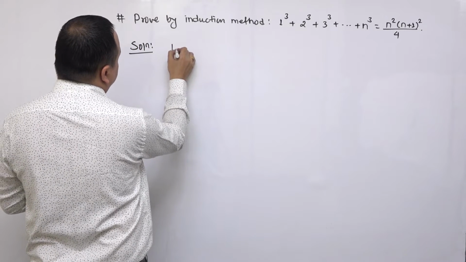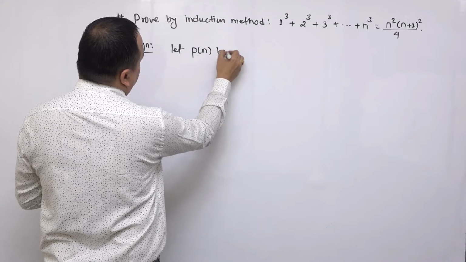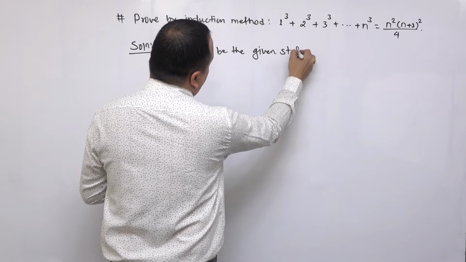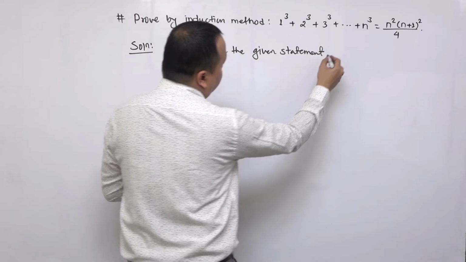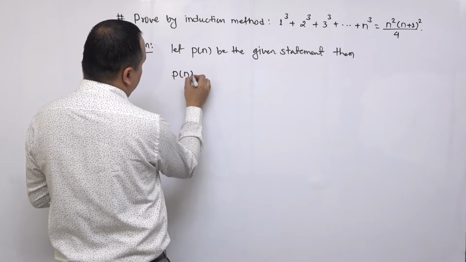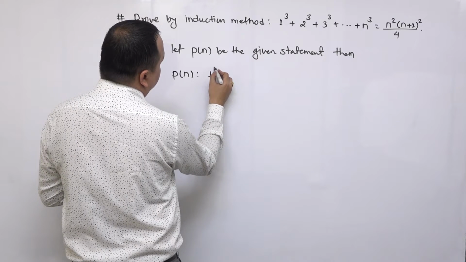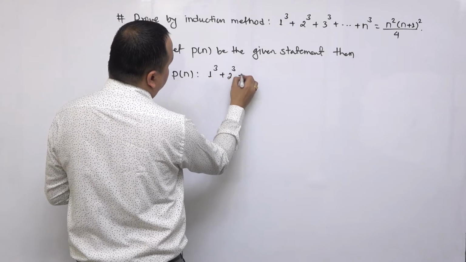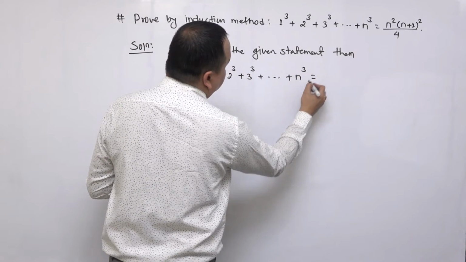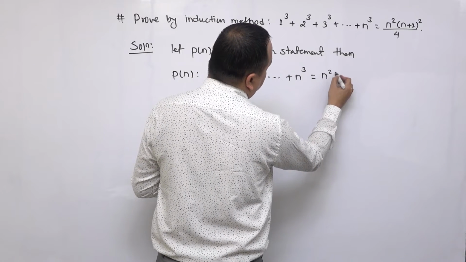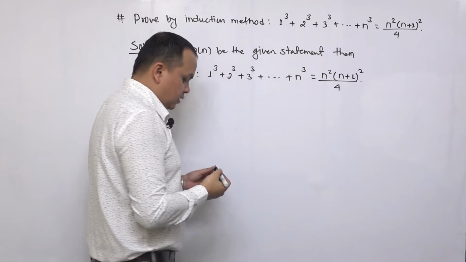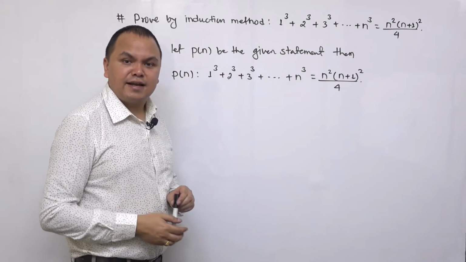First of all, let Pn be the given statement. Then Pn such that 1 cube plus 2 cube plus 3 cube plus dot dot dot plus n cube is equal to n square times n plus 1 whole square divided by 4. Sum of cubes of first n natural numbers.